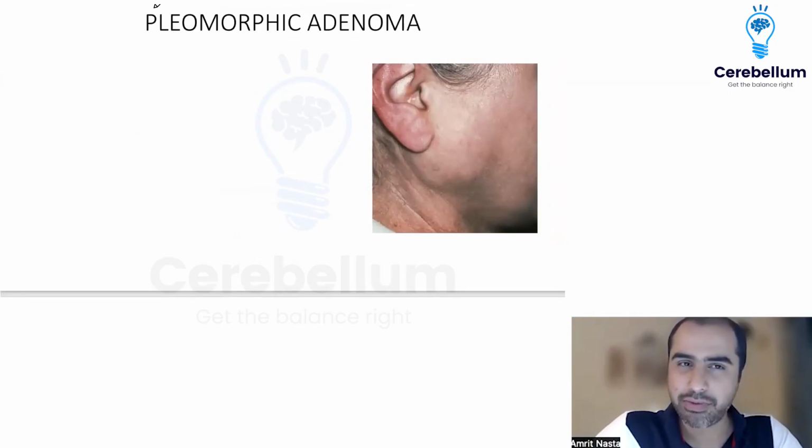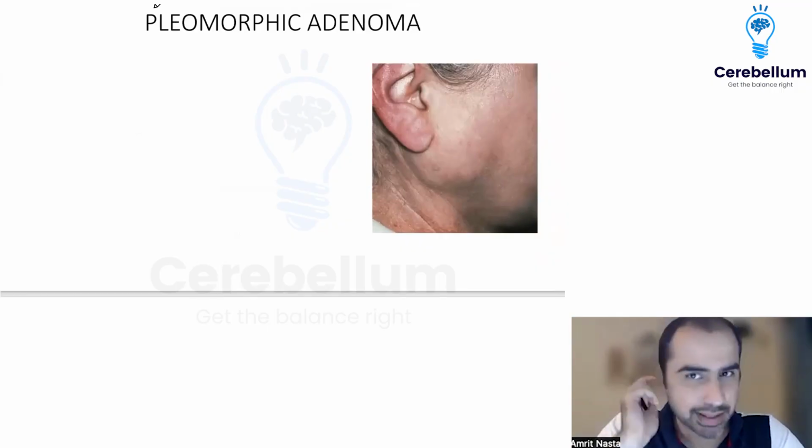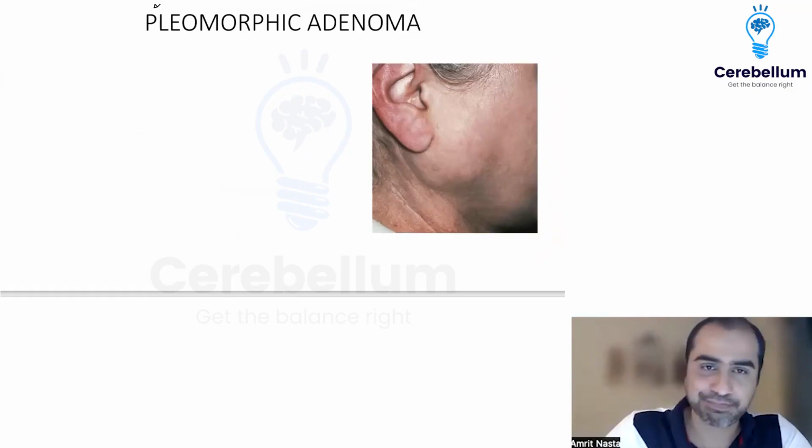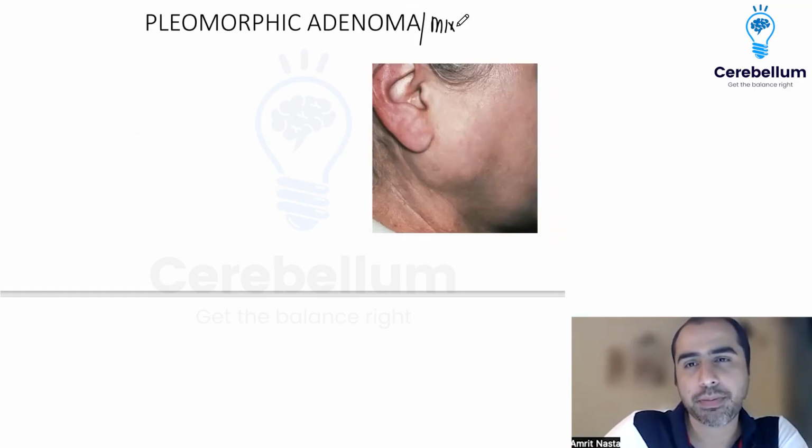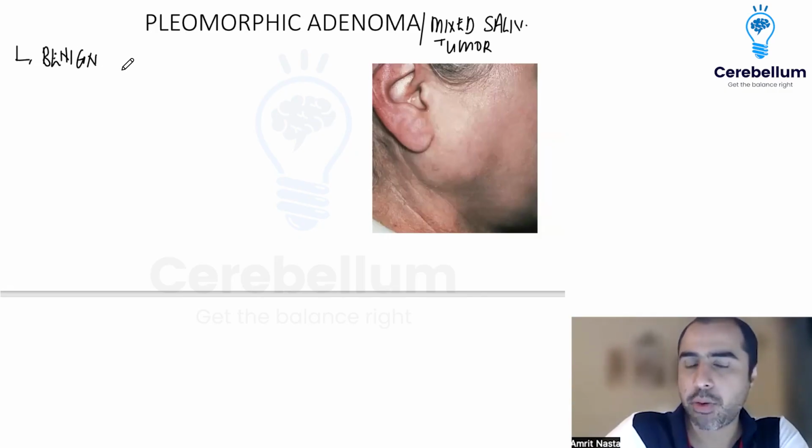Very easy disease, very interesting disease. Must know, came in this FMG. So what is this pleomorphic adenoma? It's also called as mixed salivary tumor. That is the other name. What is this tumor? It is a benign tumor. And it is typically going to be seen in parotid. It can happen in any other gland, but typically seen in parotid.